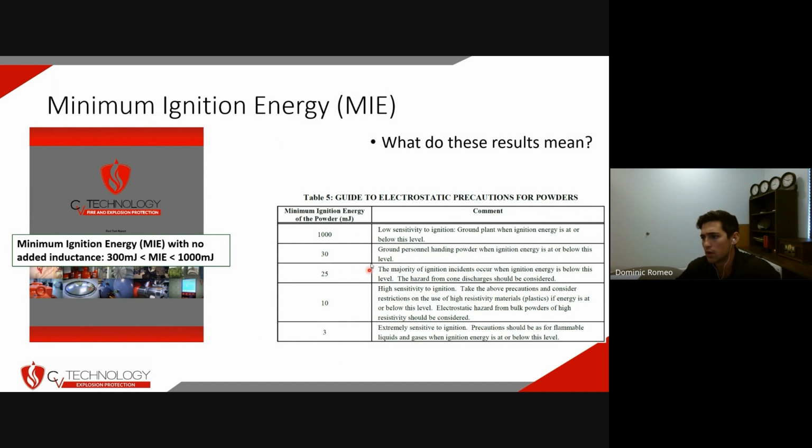And just to get into a little bit more, this is a guideline from one of our dust hazard analysis reports on what a facility should be doing when they're handling a specific powder. So a very low powder should have extreme sensitivity, and this is bonding and grounding of everything. Personnel should be away from the area, and moving higher and higher, you have less requirements on what kind of bonding, grounding, any kind of electrostatic discharges should be released.